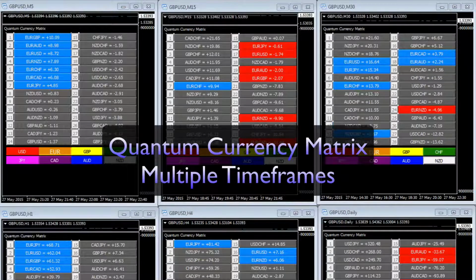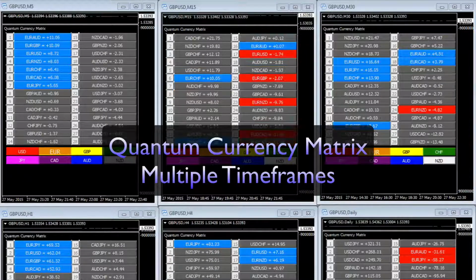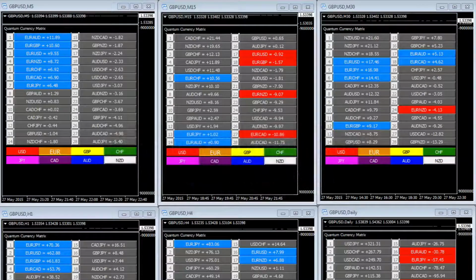In this video on the quantum currency matrix, I want to take a look and just pause to consider the use of multiple timeframes and how we can use the currency index to give us a view on what is happening across the timeframes. Now, trading using multiple timeframes is a well-proven technique, and not only can it be applied to chart analysis, but equally it can be applied to indicators such as this.